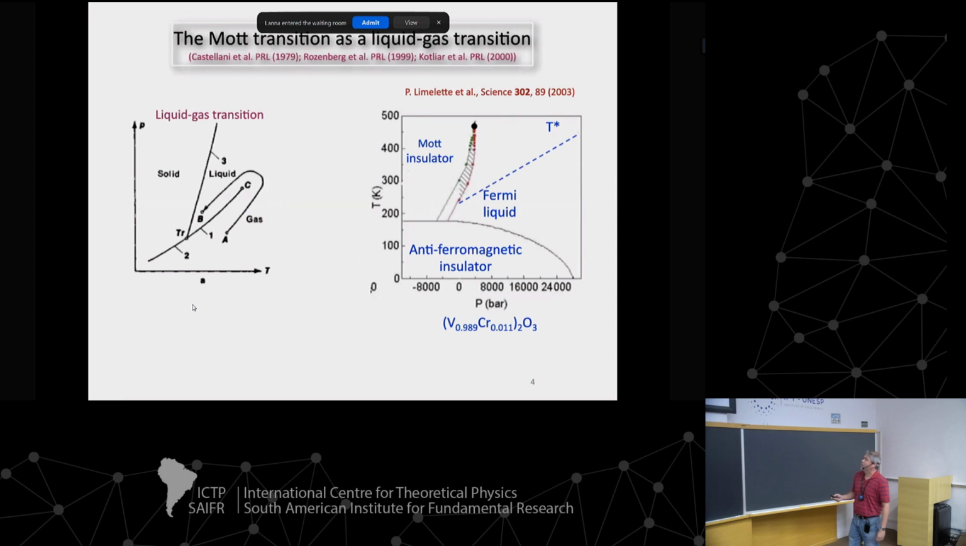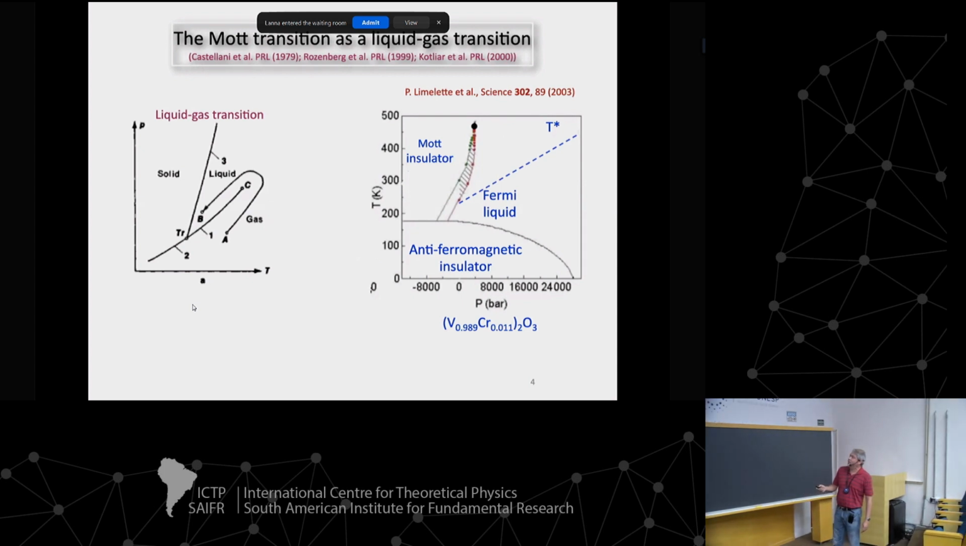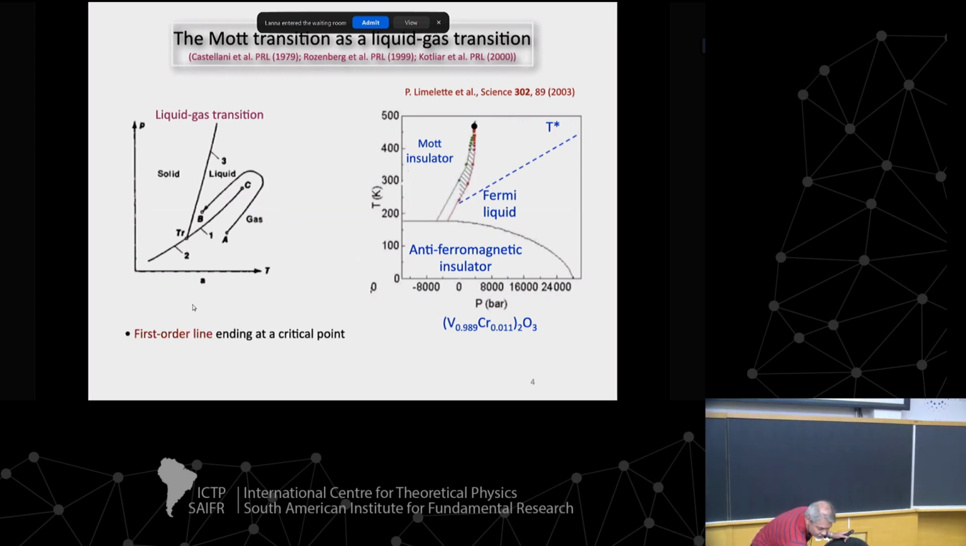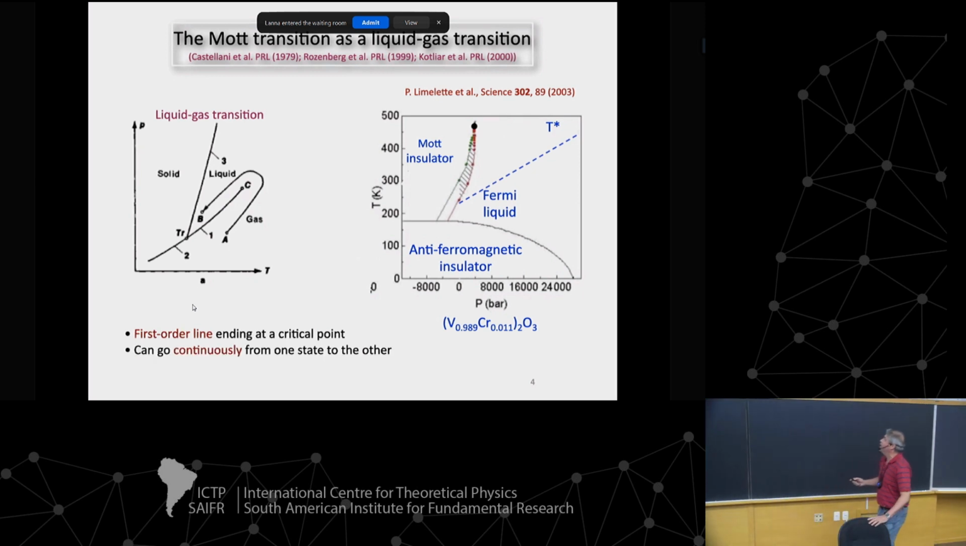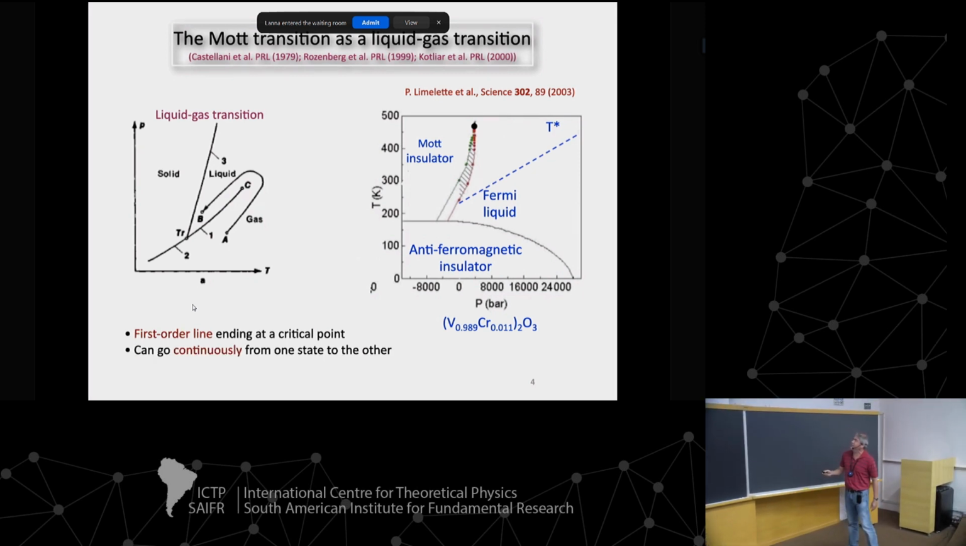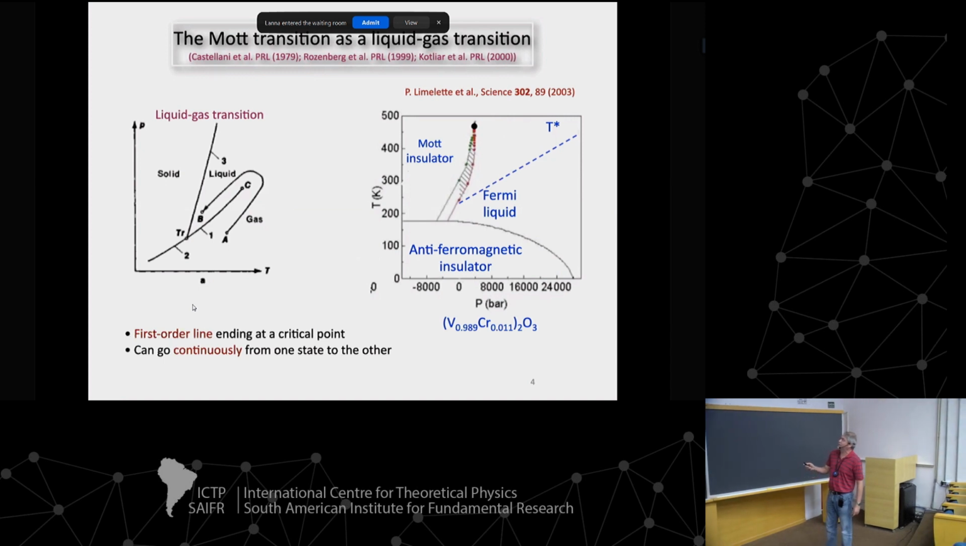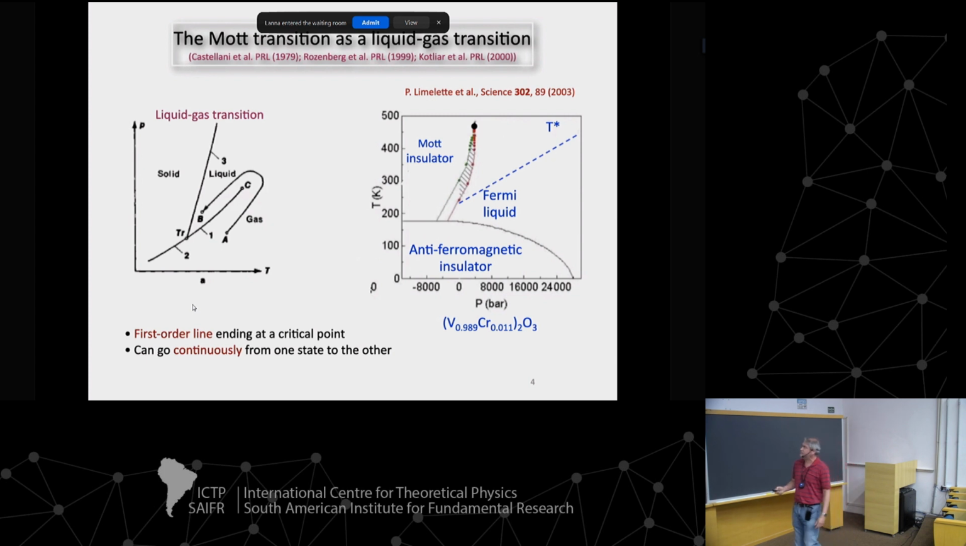Anyway, so just like in the gas-liquid transition, where you can go continuously over the second-order point from the liquid to the gas, here also you have a very similar scenario. You can actually go continuously from the Fermi liquid, the metal, to the Mott insulator if you go over that line, and you can do so continuously. Because at finite temperatures, you cannot actually distinguish a metal from an insulator. That can only be done at zero temperature.